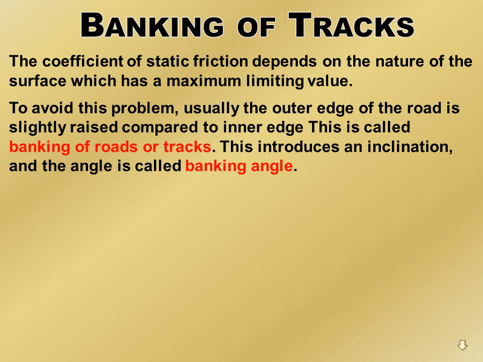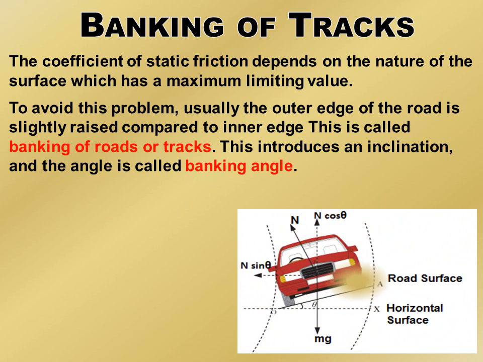To avoid this problem, usually the outer edge of the road is slightly raised compared to the inner edge, and this is called banking of roads or tracks. This introduces an inclination, and the angle is called the banking angle. Now let the surface of the road make the angle theta with the horizontal surface. Then the normal force makes the same angle theta with the vertical.